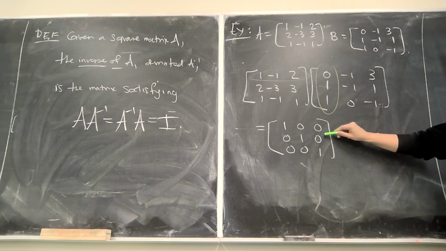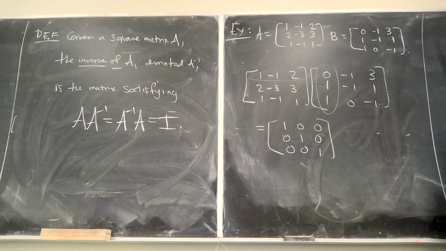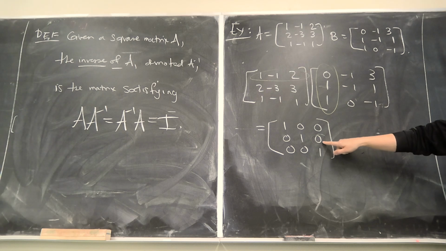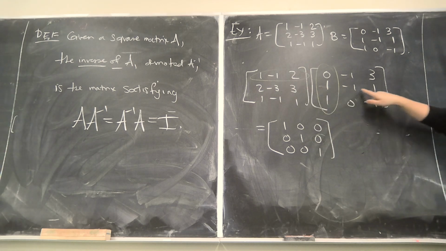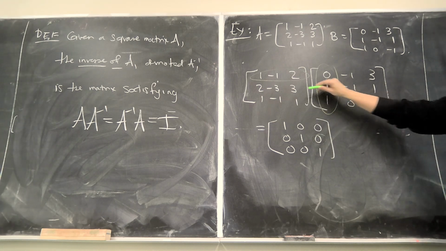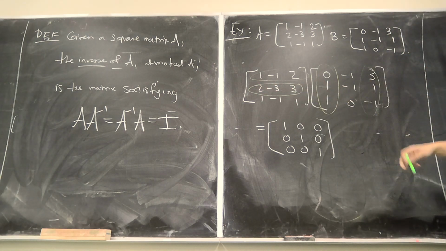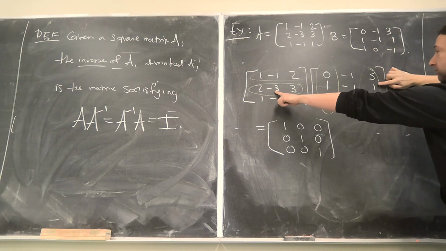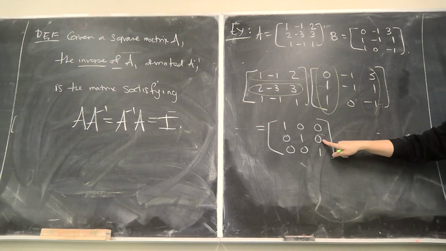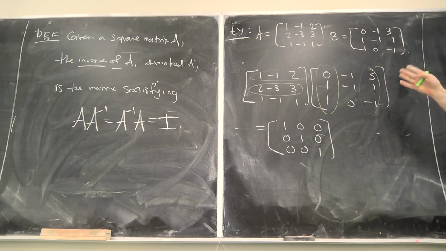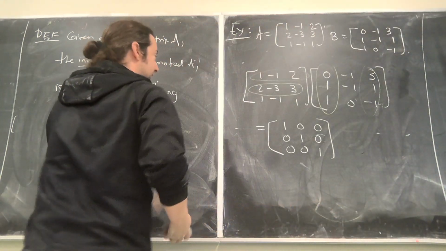So let me just check this entry real fast to make sure 0 comes out of it. Which row and column should I multiply in order to check that one? Second row of this matrix, third column of this one. So if I take this row and dot it with this column, I get 6 minus 3 minus 3, which is 0. Okay, so I believe that if I checked 2 of 9, I must be correct, right?